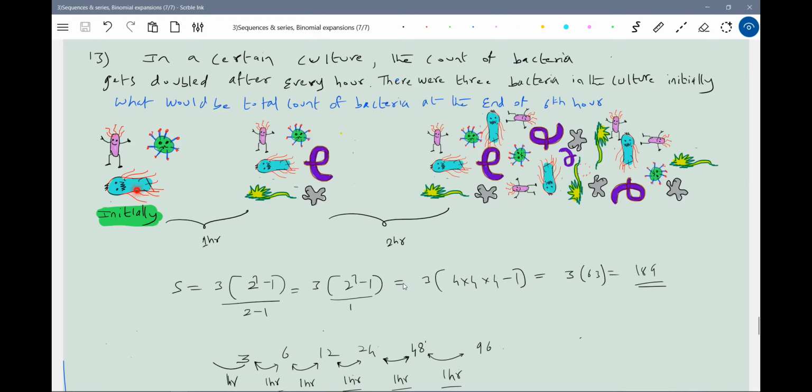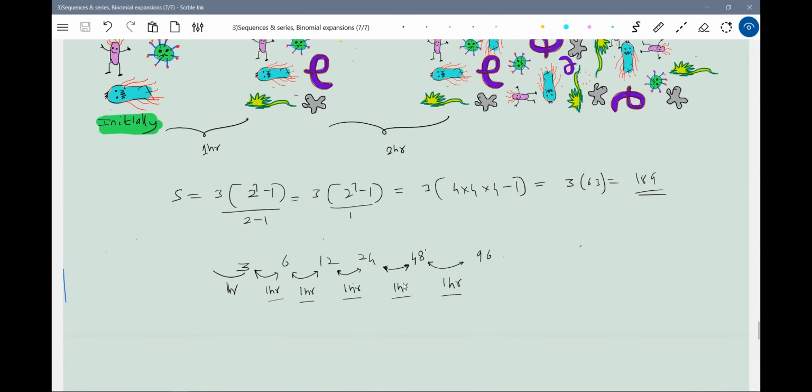Initially how much is it? 3. After 1 hour, it will become 6. After 2 hours, they'll become 12. After 3 hours, they'll become 24. The 6th hour is asked, so you have to count from here: 1, 2, 3, 4, 5, 6. What is the total count? You have to add up all these bacteria to get the total count.